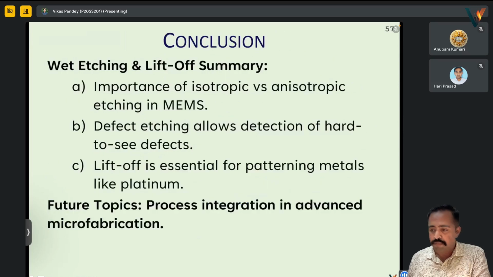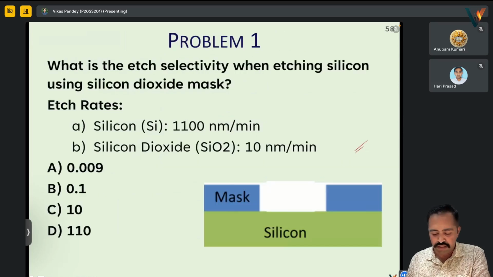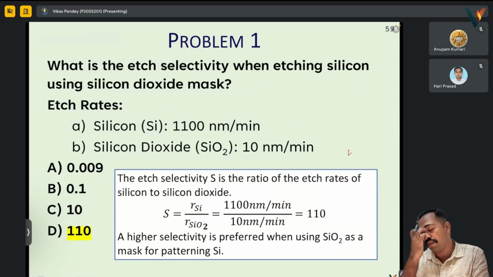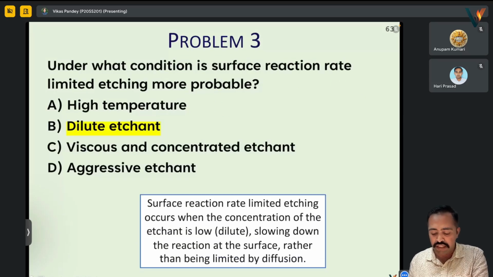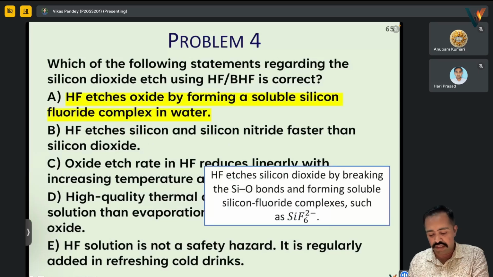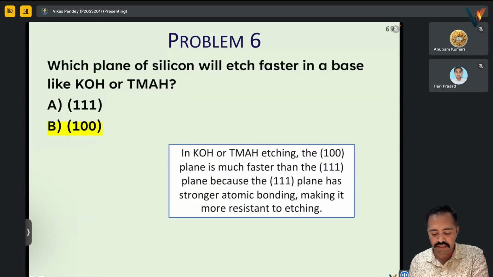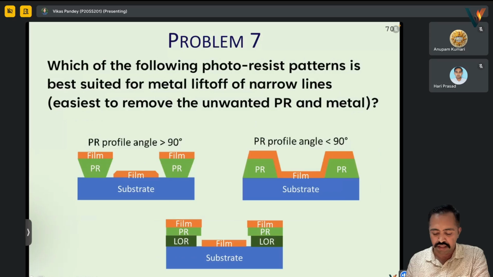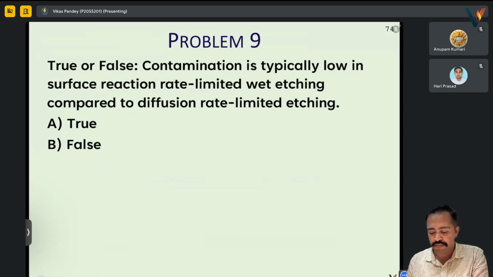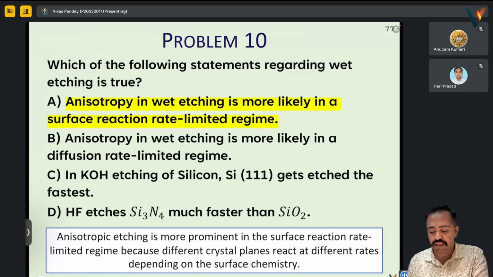Based on this, we have some questions. This we have mostly discussed. Anyway, I have given the answers also. These are all solved. Any problem in this, you can discuss and you can even ask in the class, not an issue. So, any doubts still here?